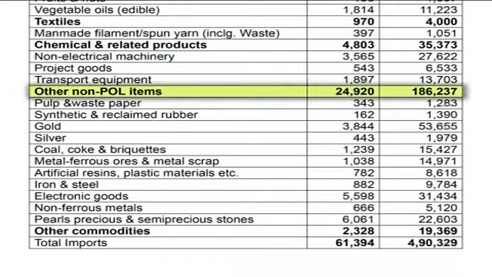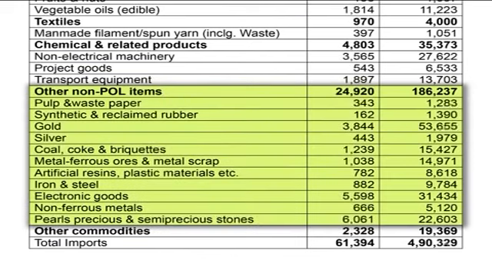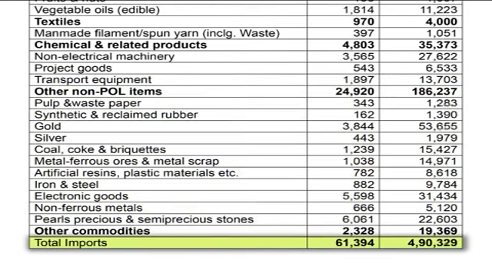Other non-petroleum products was at 24,920 million USD in 2003 and went up to 1,86,237 million USD, under which pulp and waste paper, synthetic and reclaimed rubber, gold, silver, coal, coke and briquettes, metal ferrous ores and metal scrap, artificial resins, plastic materials, iron and steel, electronic goods, non-ferrous metals, pearls, precious and semi-precious stones are imported. The total imports of the country was 61,394 million USD in 2003, which shot up to 4,90,329 million USD in 2013.